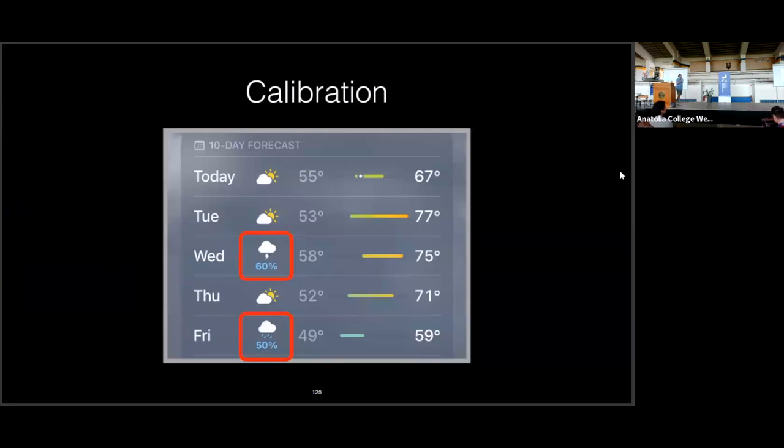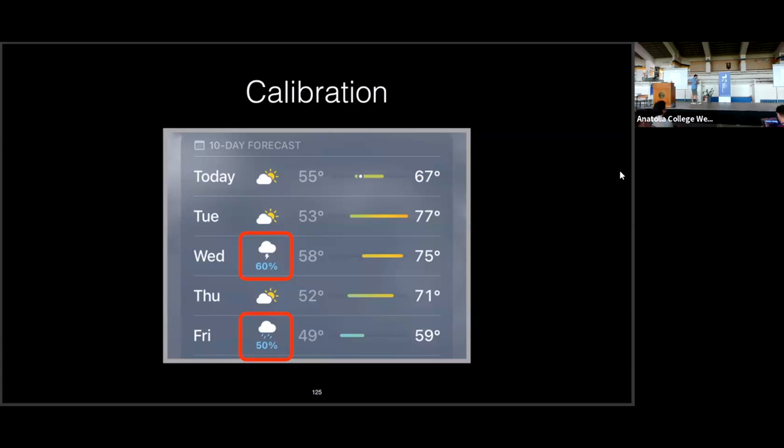And so calibration, you probably have thought about already, or maybe implicitly thought about it, when you look at a weather forecast. This is the weather app, and you see that on a particular day, it might say it rains or thunderstorms with 60% chance or 50% chance. What does this probability actually mean? Does it mean if I reran that day multiple times, it would rain on 60% of them? Does it mean something else?